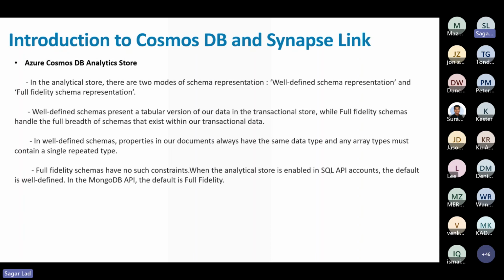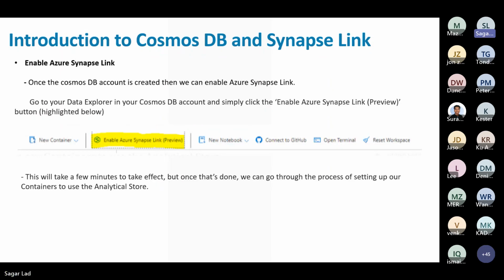When the analytical store is enabled in a SQL API account, the default is well-defined, but in the MongoDB API, the default is full fidelity. Now, let's also look from a practical point of view at how we can enable Synapse Link for Cosmos DB. First of all, the Cosmos DB account should be there.